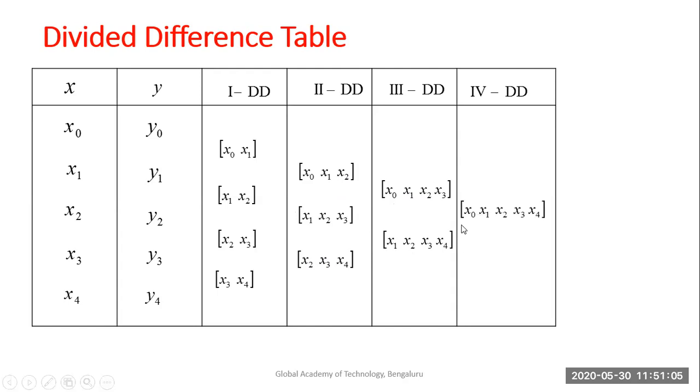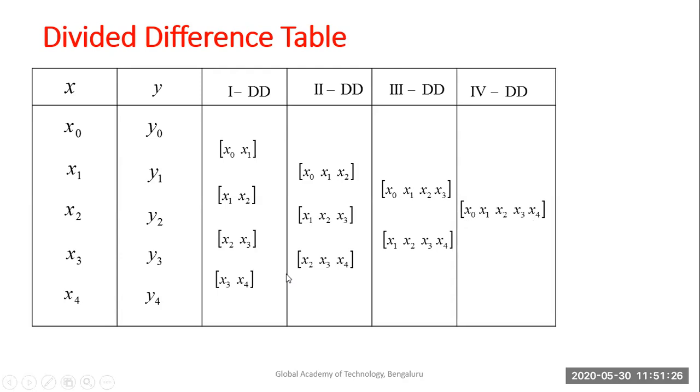In a similar manner, we find the fourth divide difference, which starts with x0, x1, x2, x3, x4. For this, you take the difference of these two and divide that by x4 minus x0. So this is the divide difference table.